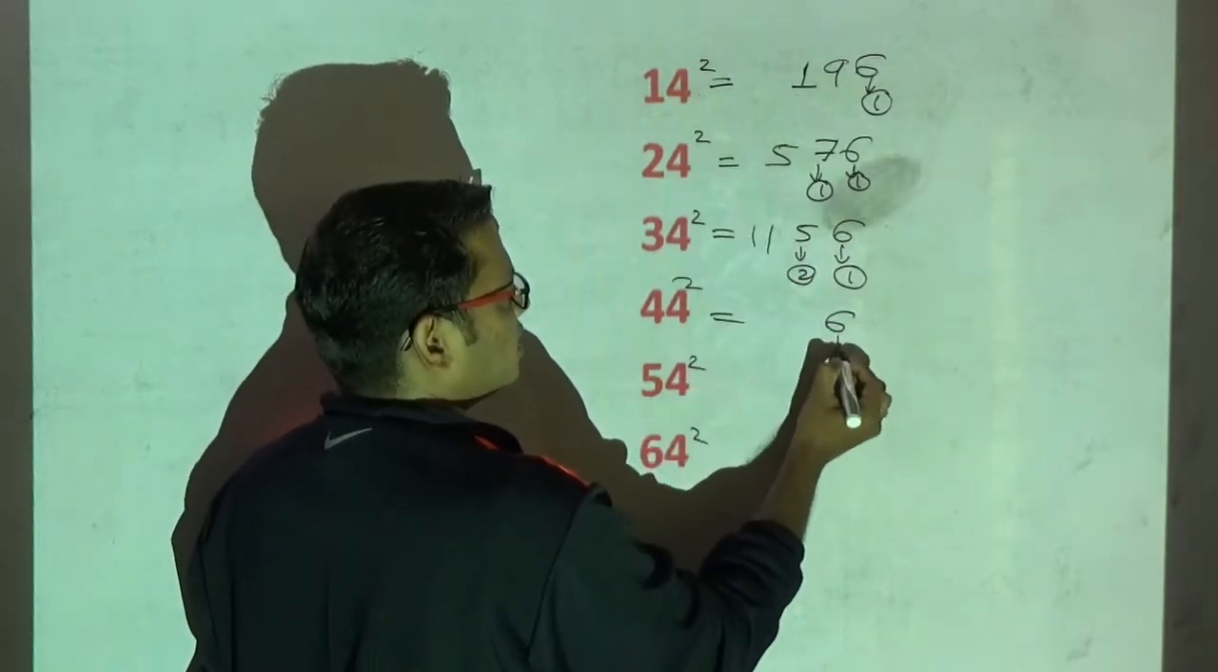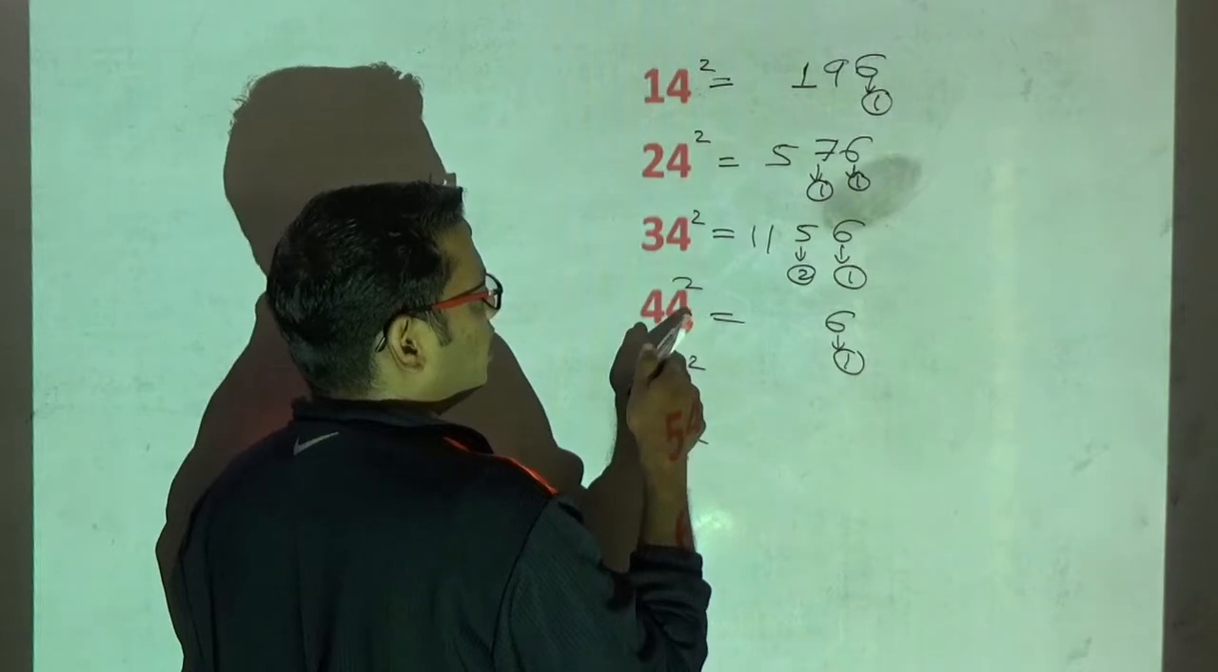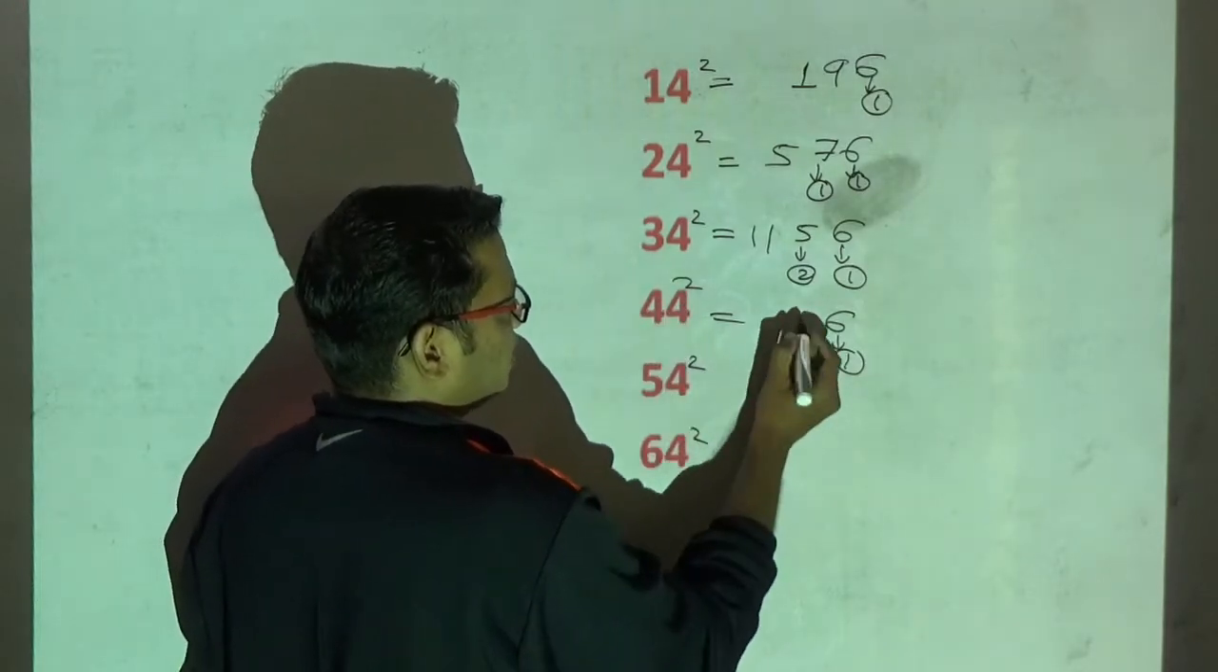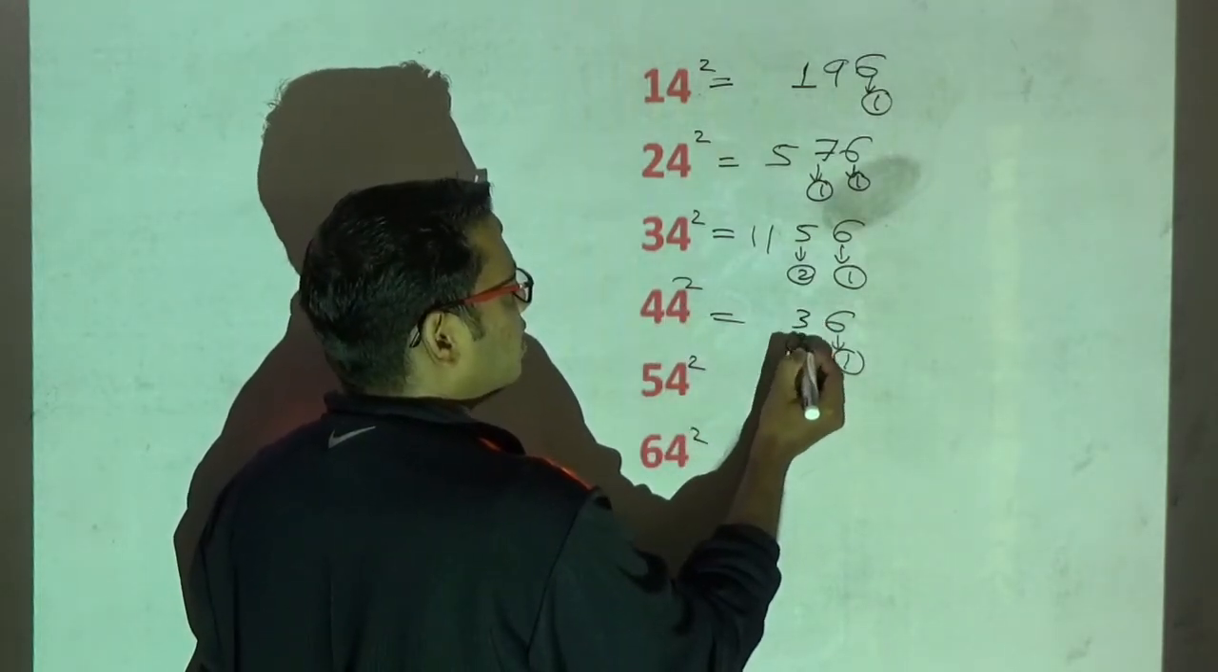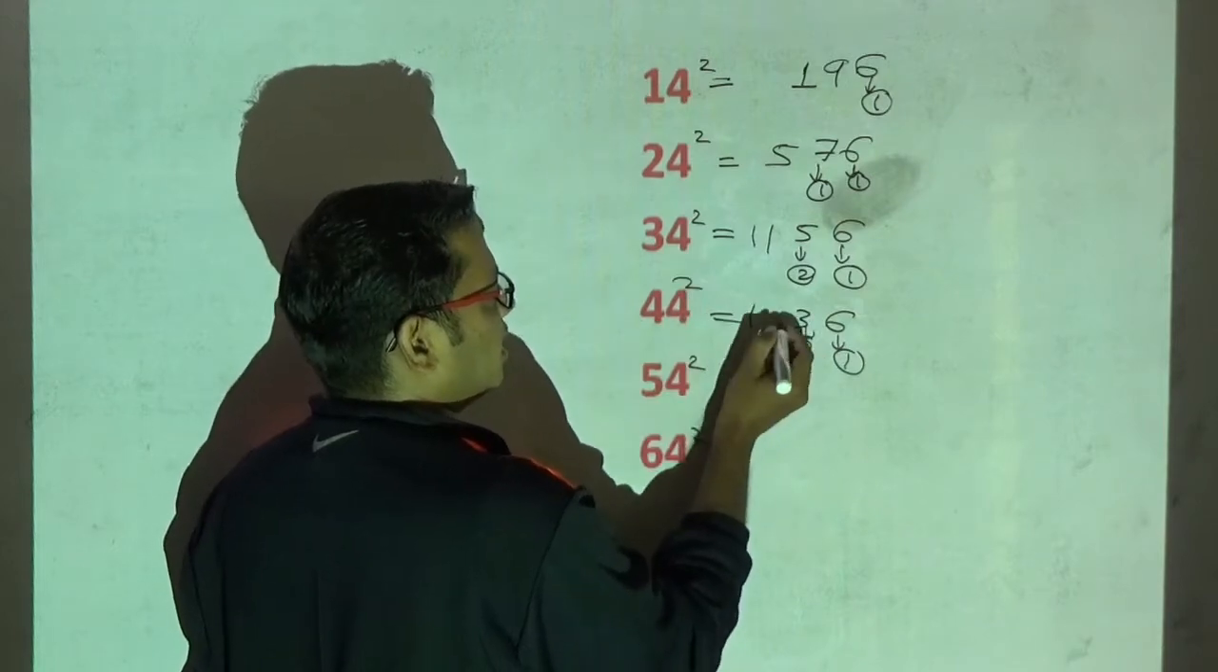4 square 16, carry 1. Double your 4, it will become 8. 8 4s are 32 plus 1, 33. Carry is 3. Okay, 4 square 16 plus 3, 19.